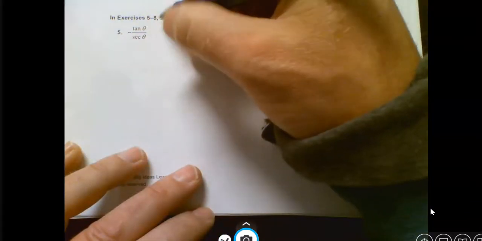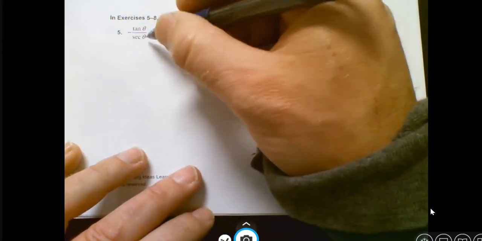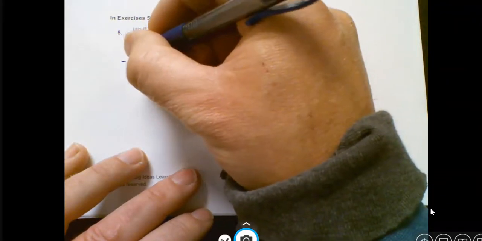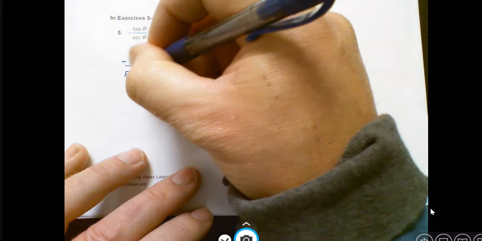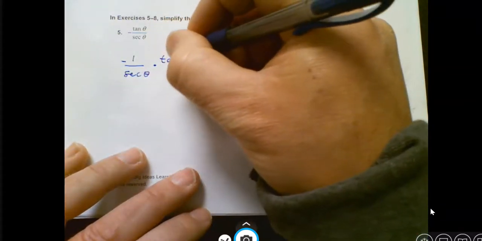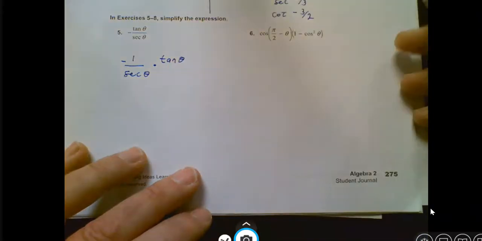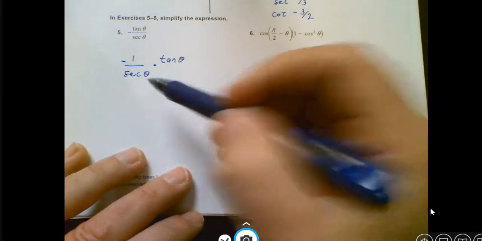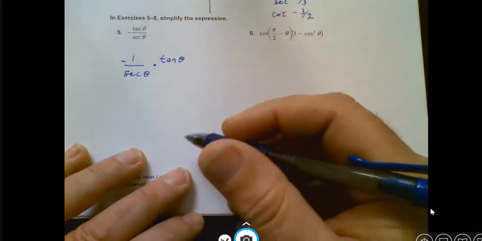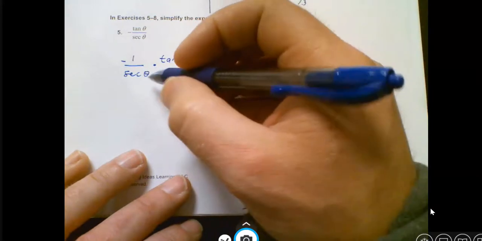All right, so simplifying this will all come back to those identities that we just looked at on the previous page. If I wanted to simplify something like this, one thing you could do is separate these guys. So I'm going to write this as negative 1 over secant times tangent. So I'm just separating out those two functions. Notice it's still tangent over secant, right? The same as this would be. My secant's still on bottom, my tangent's still on top. But you'll see why we separated that.